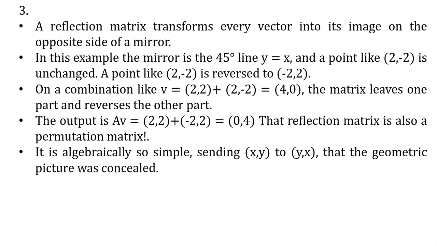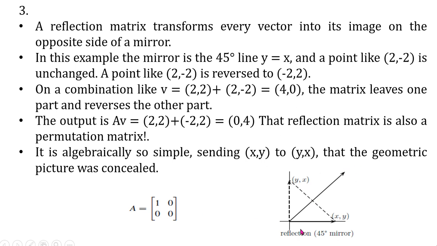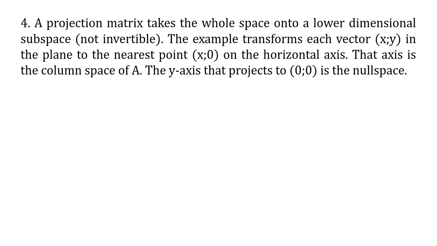It is algebraically so simple, sending (x, y) to (y, x), that the geometric feature was coincident. It is a matrix that performs the reflection of the given vector, and this graph shows a reflection across a 45-degree mirror.